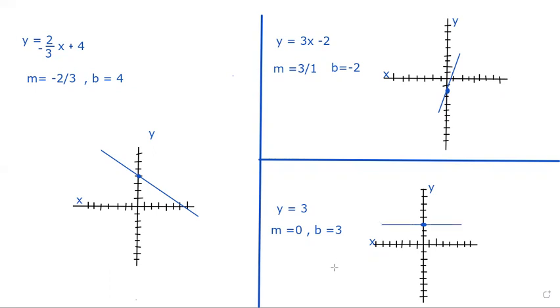So these are just 3 quick examples of how we want to graph lines. And always remember, a line with a positive slope rises, a line with a negative slope falls, and a line with a slope of 0 is horizontal.